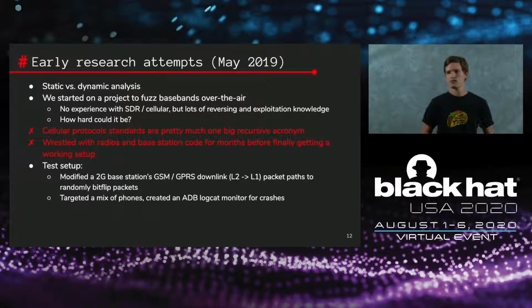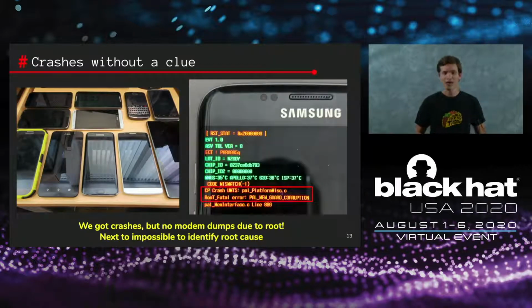I added a really dead simple bit flipper to the layer 2 to layer 1 code, so I would flip all packets leaving the baseband. I then connected a mix of phones to the network. I used an ADB logcat monitor to see if I could find crashes. And I found crashes, which was really cool. But then I realized the main issue with this approach. I couldn't understand why they had crashed. I was just flipping packets randomly, and not to mention that the phones themselves weren't giving me the required debugging output to actually figure out what was happening, let alone the impact of what I just found.